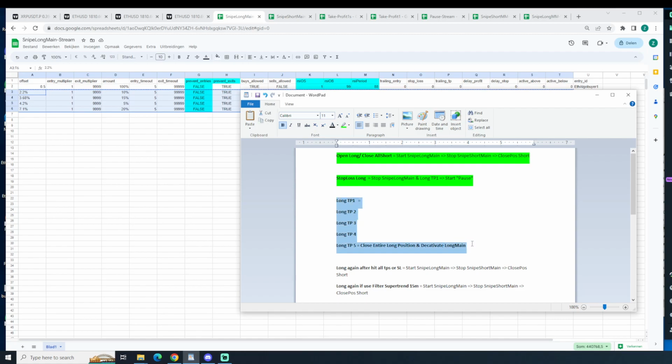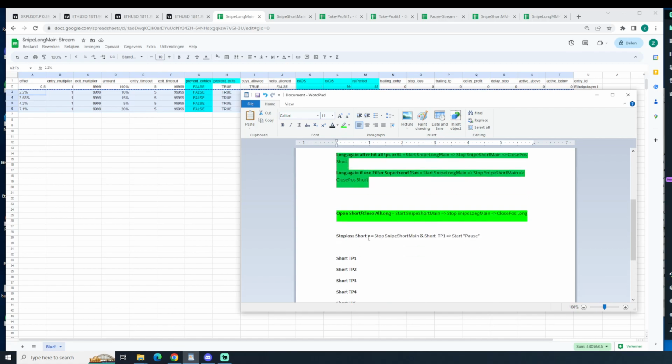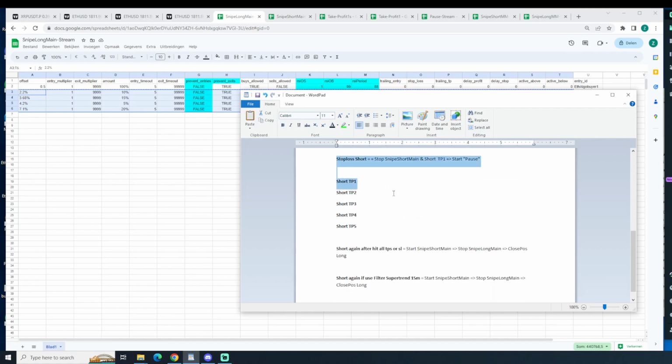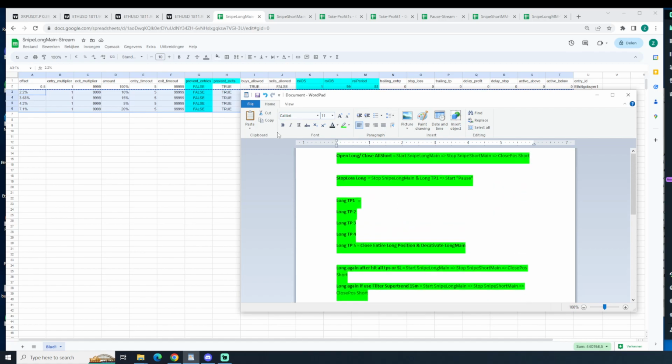Let me just quickly select that. Okay, now the fifth one says close entire long position and deactivate long main. Again, we can do that using our webhooks. Okay, so long again after hit take profit. So this is pretty much just starting and stopping of certain tables in your agent table, in your active tables folder. So all of this, again, done using the webhooks tomorrow. Very easy. And that means that also for the short side, we've done everything, right? So we're pretty much done with the algorithm.